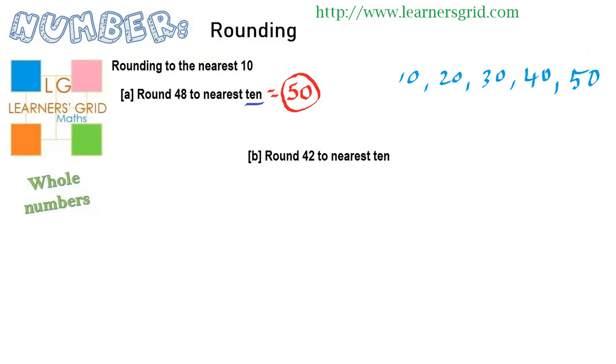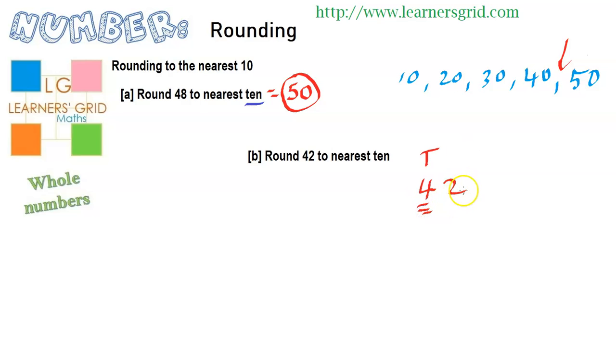We kind of know immediately, I hope, that 42 comes here, right? It's between 40 and 50. So it's somewhere in there. It's either going to be 40 or 50, our answer. And the quickest way, as I said, think of it like this. Here's 42. We're rounding to the nearest 10. So we look for the 10's digit, which is here. That becomes our target digit.